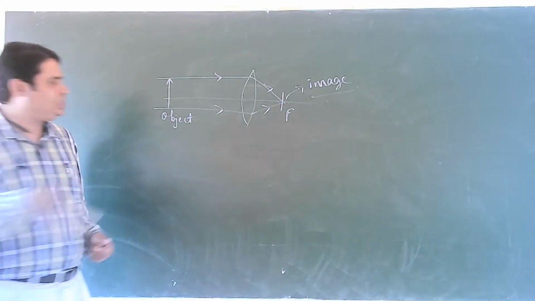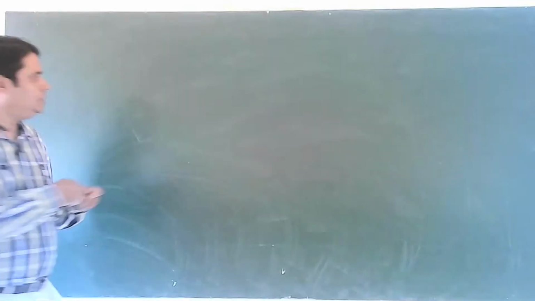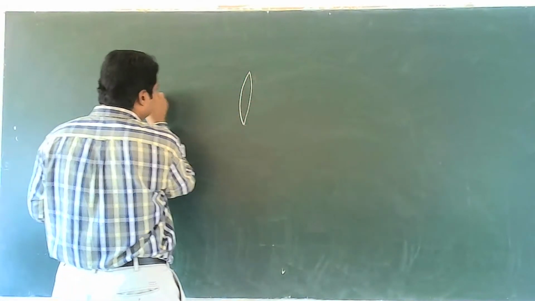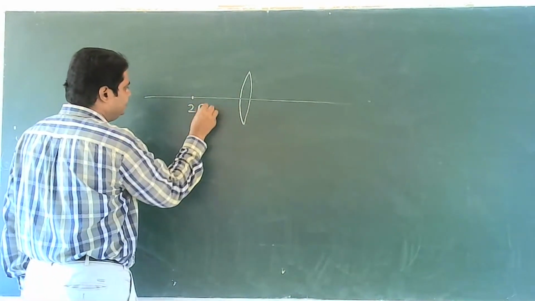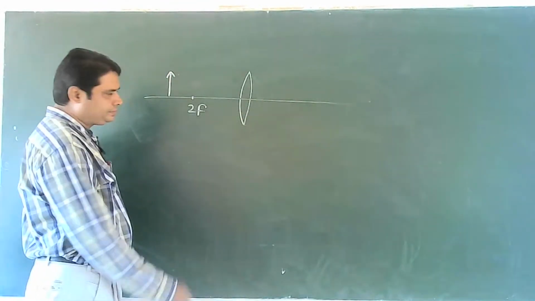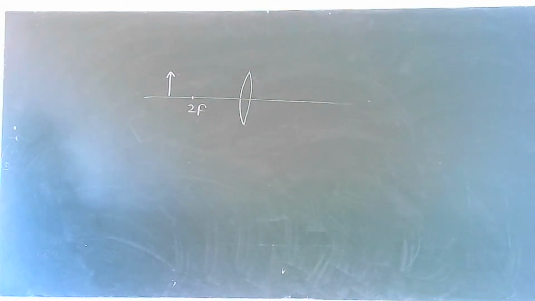Next figure. Let's see the second figure. Say this is 2F, and you are placing your object somewhere here. Correct. One second, let me close this.